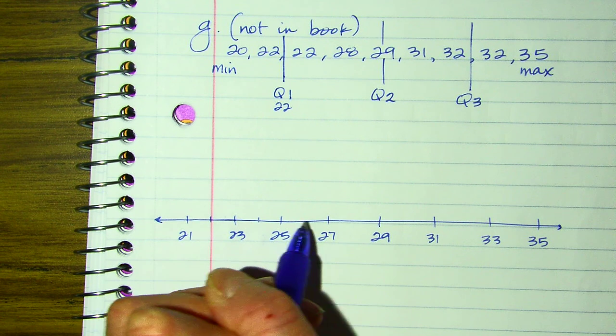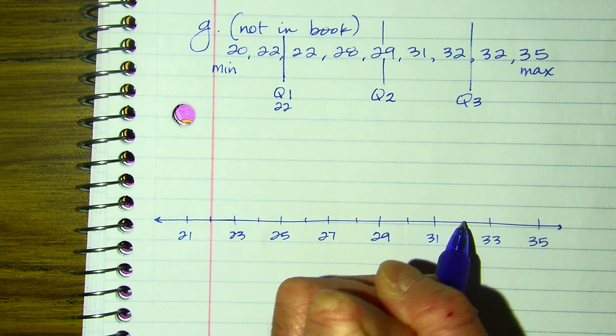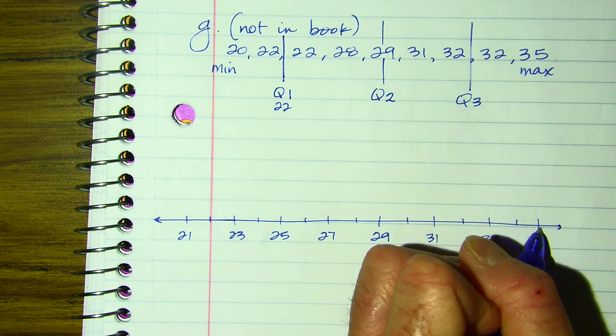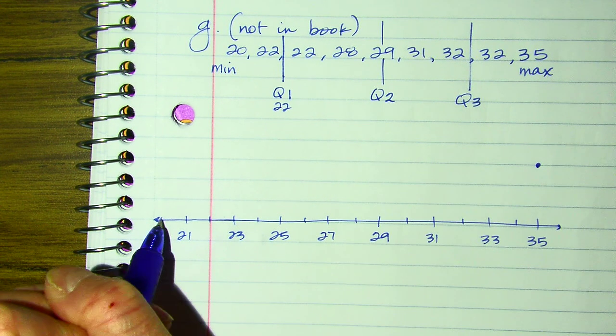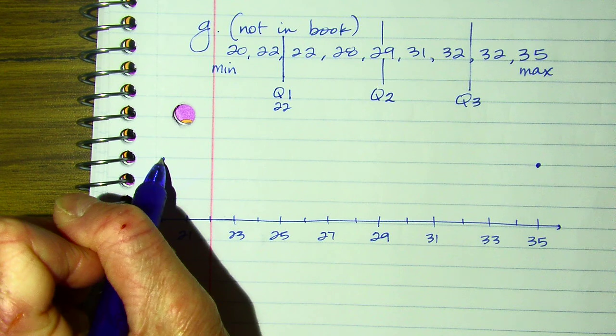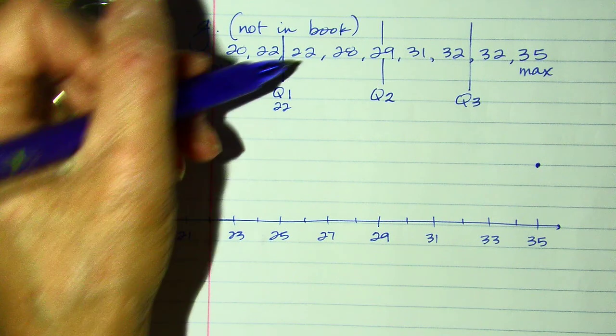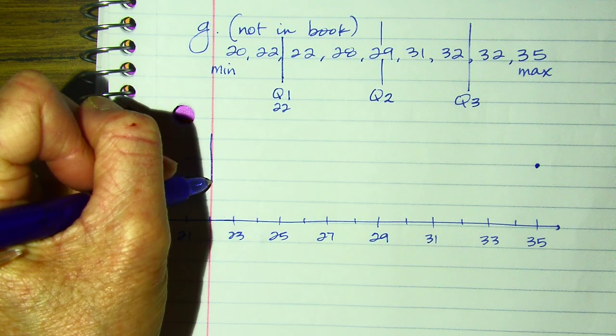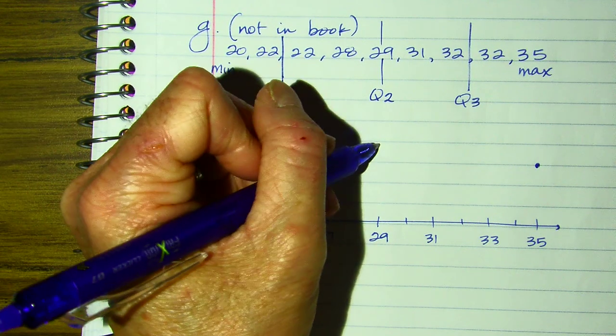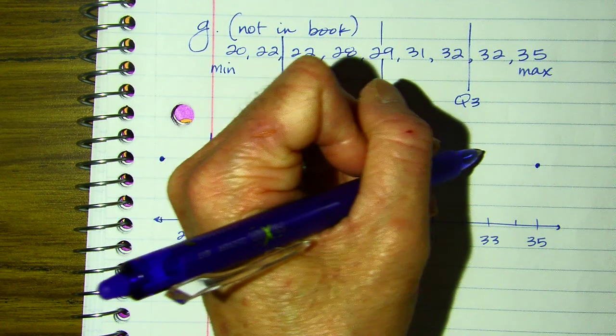There's 22, so you got these middle pieces. So mine are kind of spread out. I apologize. So here's min. Here would be 20. So there's my minimum. There's my maximum. I should have a bar at 22. I should have a bar at 29 and a bar at 32.